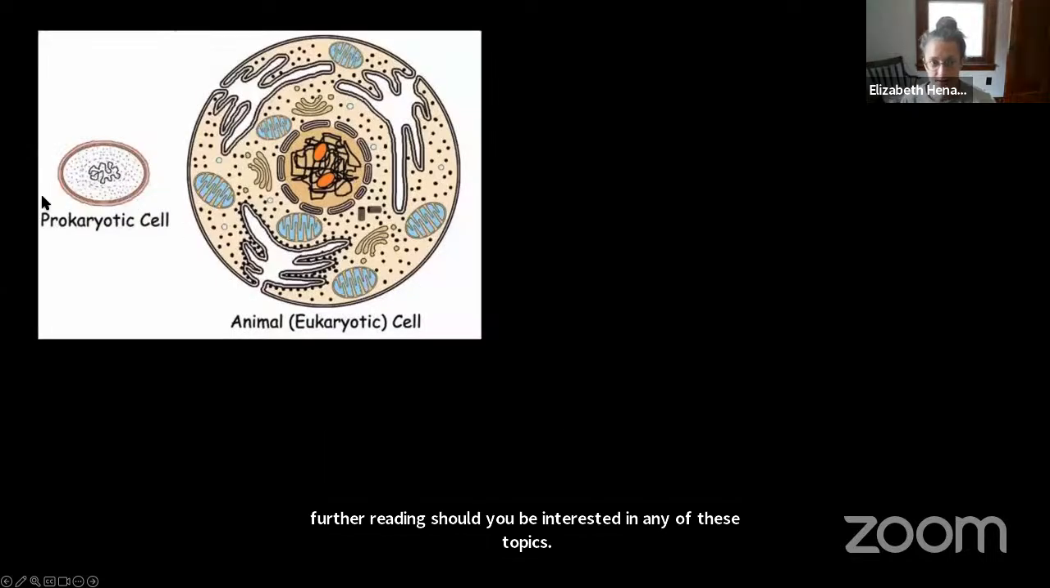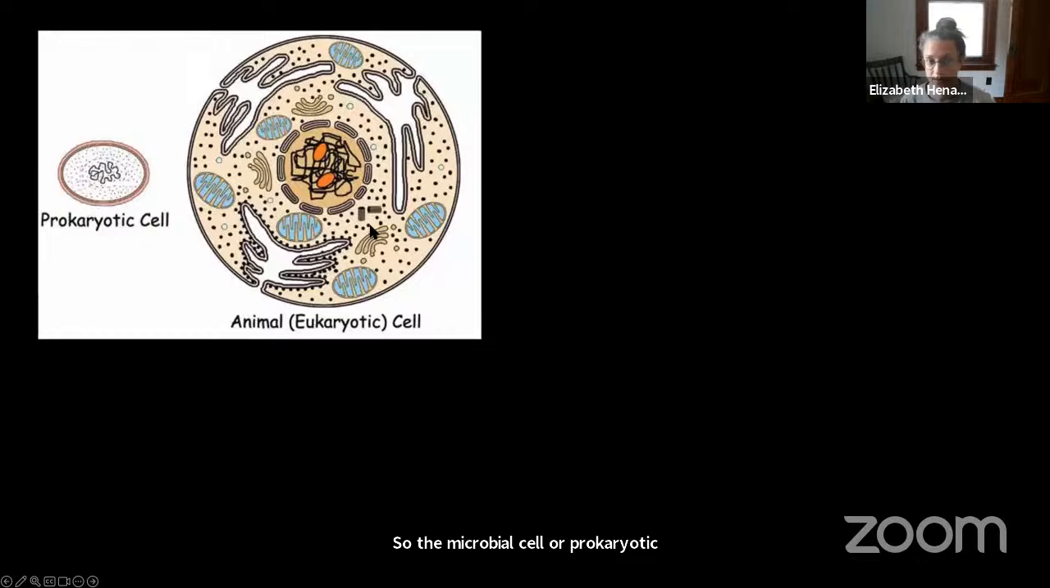So the microbial cell or prokaryotic cell that we see here on the left of this image is quite different from an animal or eukaryotic cell. It's different in a couple of significant ways. First of all, it is a good bit smaller, and a corollary to that is that it is an unstructured cellular environment. The animal cell has a bunch of pockets or cellular substructures that you can see here that perform different functions.